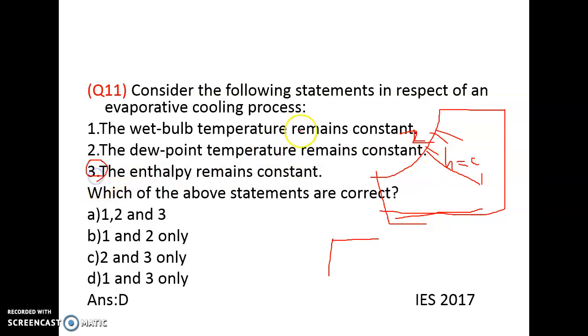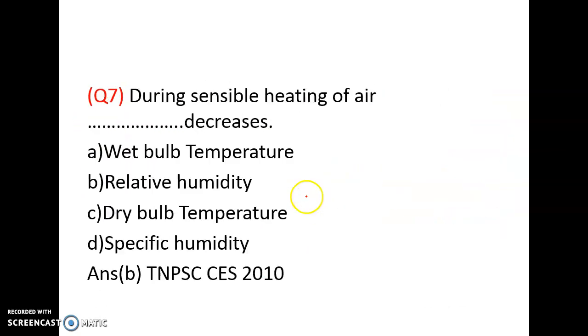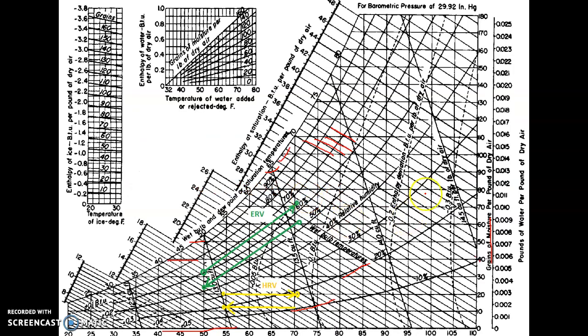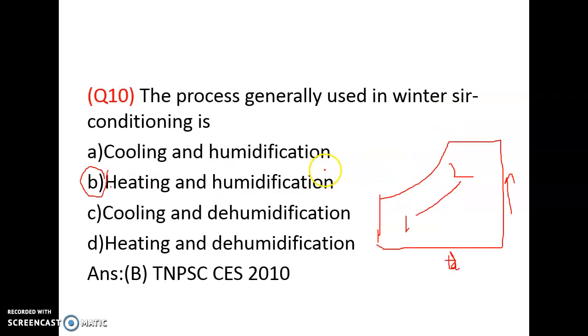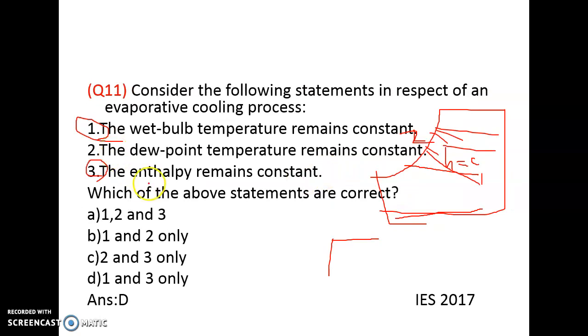These lines are also wet bulb temperature lines, while the horizontal lines are dew point temperature lines. These lines are called wet bulb temperature lines as well as enthalpy lines. So wet bulb temperature also remains constant. So statements 1 and 3 are correct. Dew point temperature remaining constant is wrong. So 1 and 3 only.